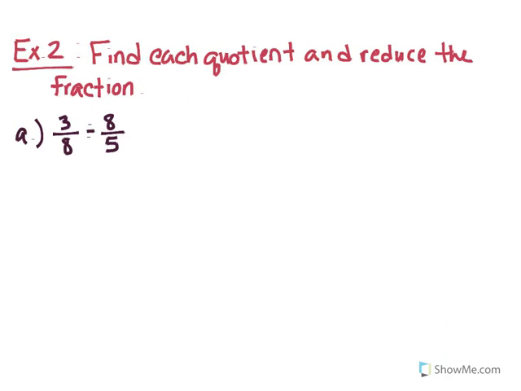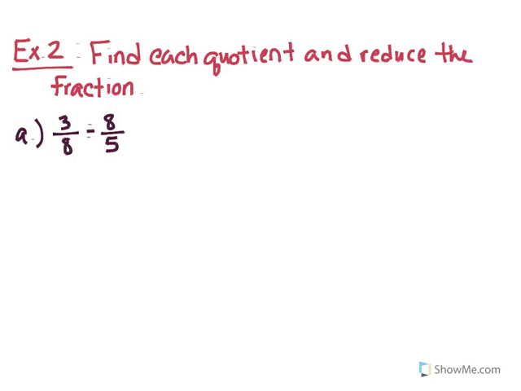All right. So in this example, we're going to find each quotient and then reduce the fraction. So again, if you want to give this a try on your own first, you can pause this video and go give it a go. Now, again, to refresh your memory, to divide fractions, we are going to multiply by the reciprocal. In other words, keep the first fraction, change the division sign into multiplication, and flip the last fraction.